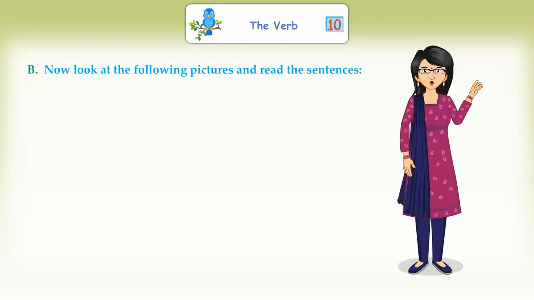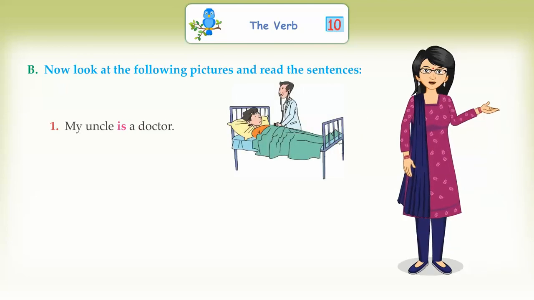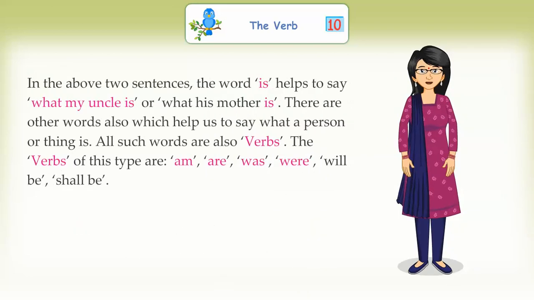B. Now look at the following pictures and read the sentences. My uncle is a doctor. His mother is a scientist. In the above two sentences, the word is helps to say what my uncle is, what his mother is. There are other words also which help us to say what a person or thing is.